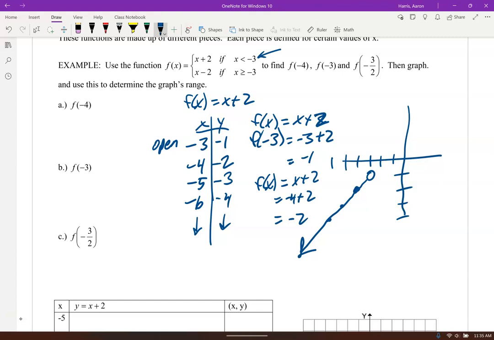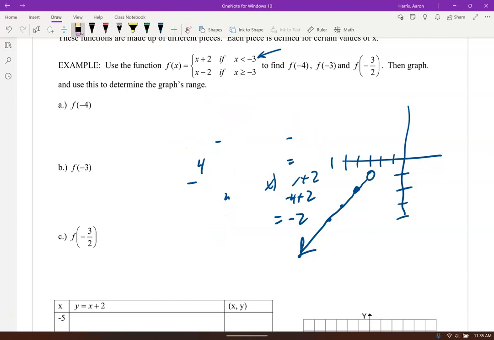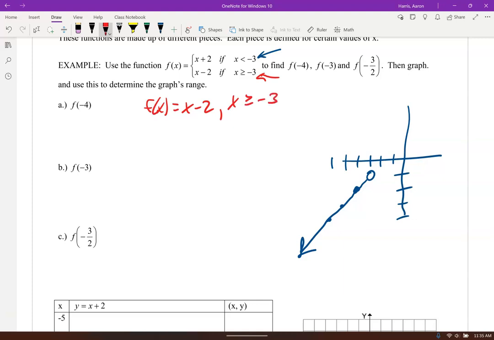Now let me do the other one. I'll do it in red here. Let me do the bottom one now. So now I'm going to do f of x equals x minus 2. I'm going to do this line, but only when x is greater than or equal to negative 3. So when I do this table of values, I'm picking negative 3, but this will be closed because I can include it, or equal to, and then I'm picking x values greater than negative 3.